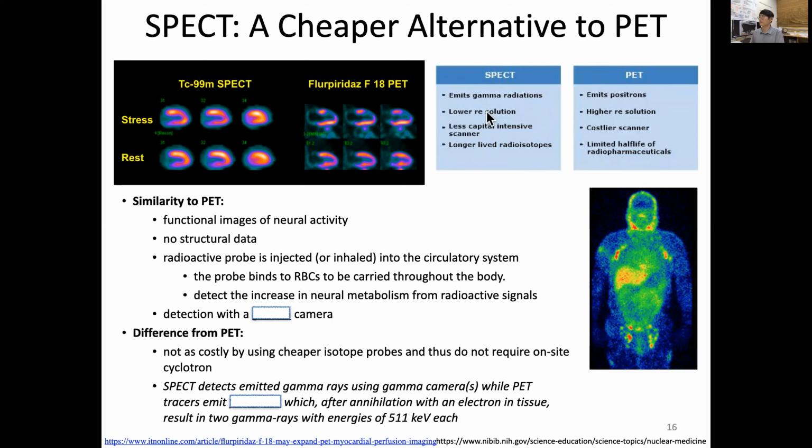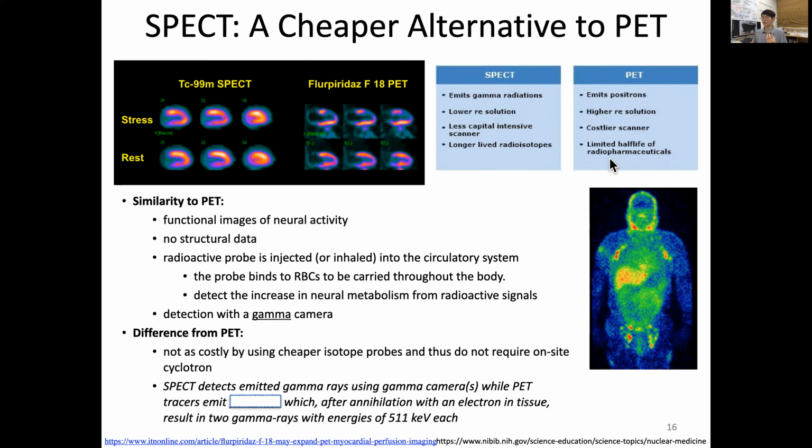So here I have a little bit of a table comparison. SPECT emits gamma radiation, while PET, that radioisotope, emits a positron first, and then that converts into an opposing pair of gamma rays. And in terms of resolution, PET has a little higher resolution. SPECT uses long-lived radioisotope, which can be cheaply manufactured, while in the PET case, we have limited half-life of radiopharmaceuticals. So SPECT is not as costly by using cheaper radioisotope that does not require an on-site cyclotron, because a cyclotron is a big equipment. So SPECT detects immediate gamma rays using a gamma camera directly. That's why it's a single photon emission CT, because it's one single gamma ray.